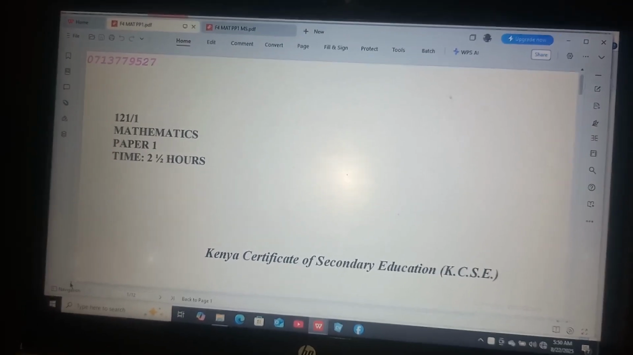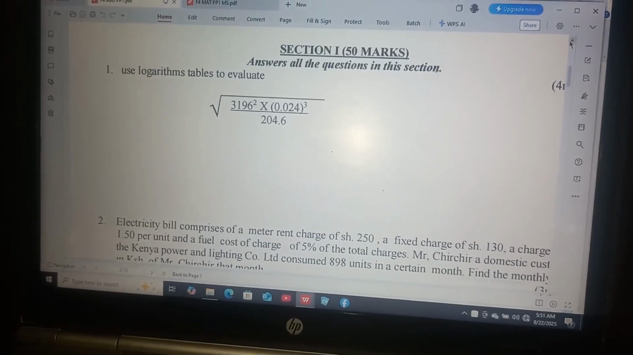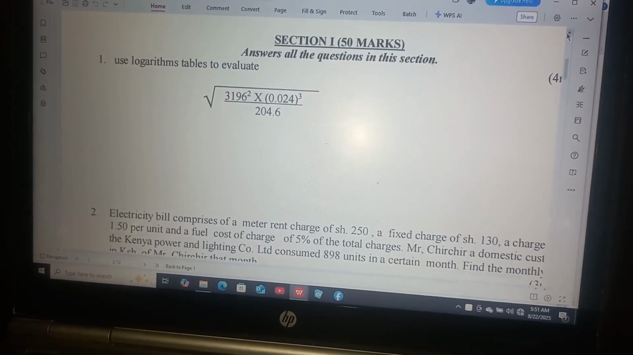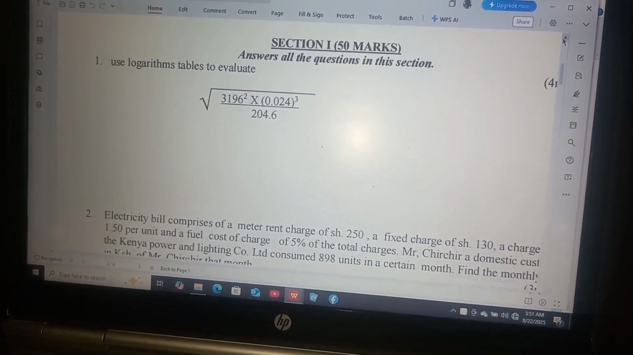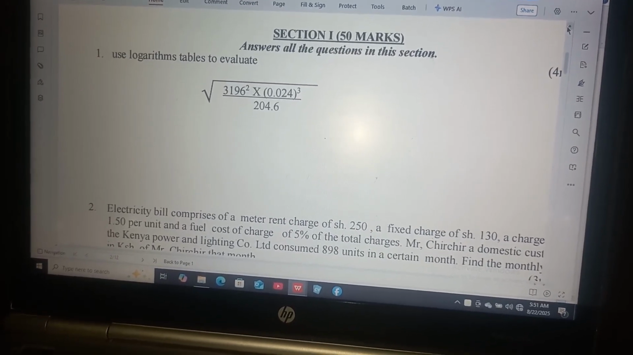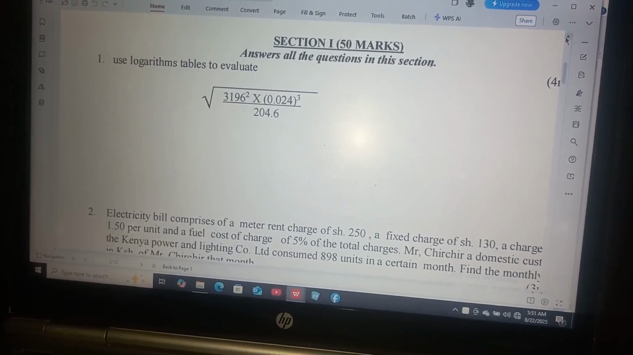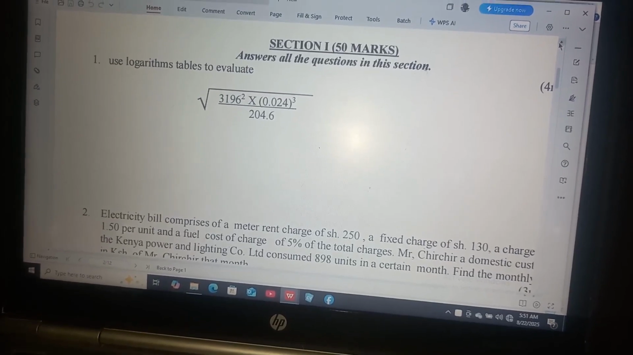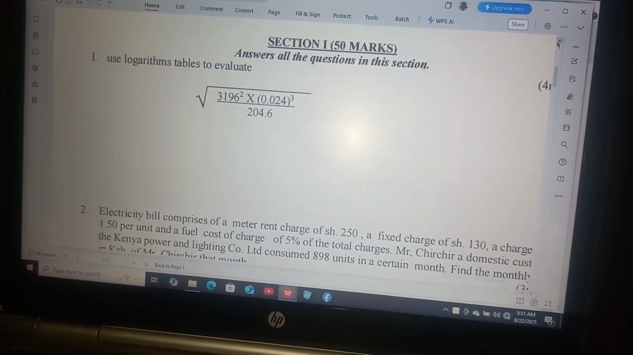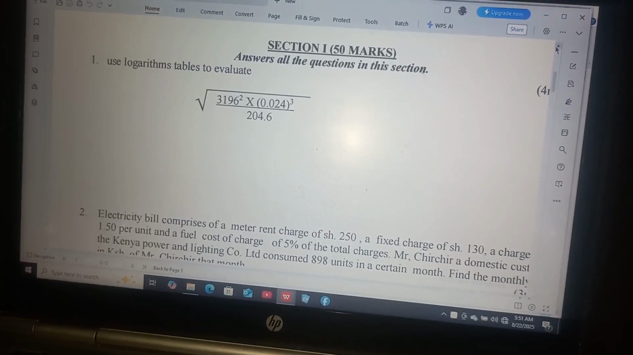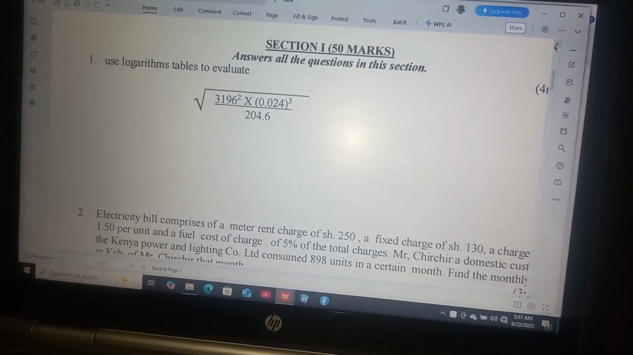So let us begin. Our question 1 says, use logarithm tables to evaluate the square root of 3196 squared times the cube of 0.024 divided by 204.6. Let us go through this question together.